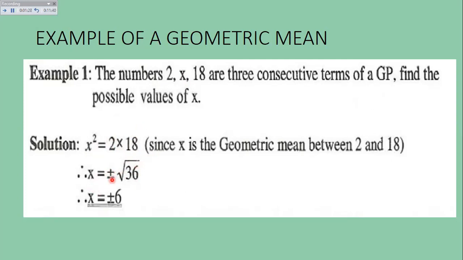So X is going to be plus or minus the root of 36. Therefore, X is going to be plus or minus 6 there. All right, that's going to be our X.